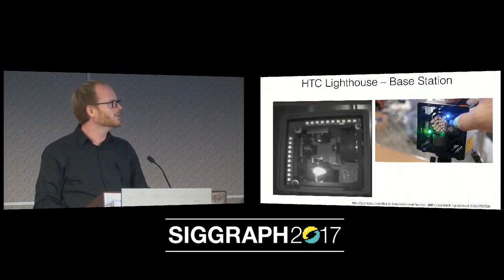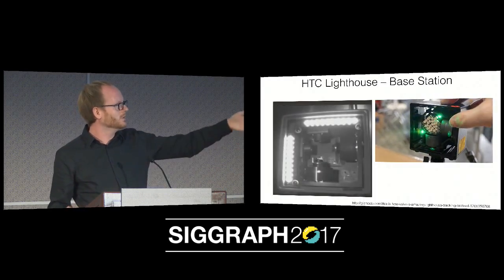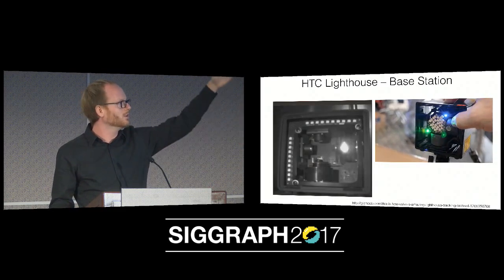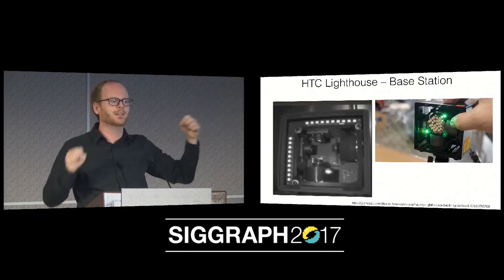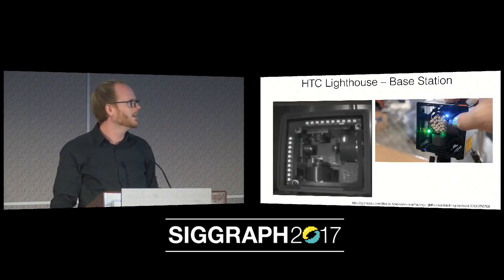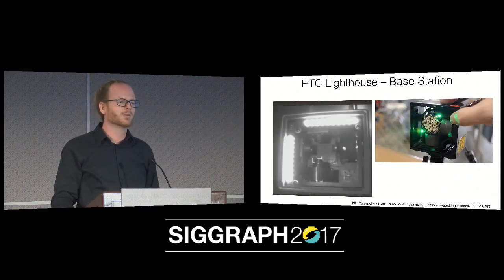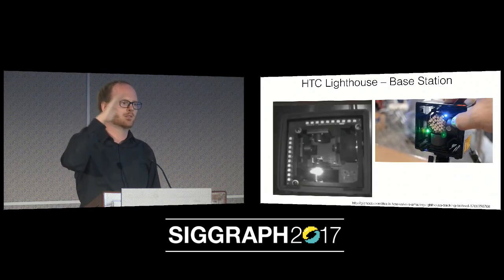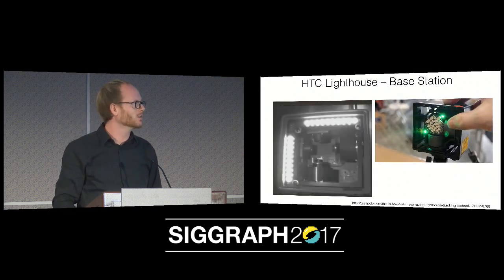Okay, so here's the base station disassembled. You can see, on one of the older versions, on the side, these are near-IR LEDs that send the sync pulse that all the photodiodes will see at the same time. And then you have two rotating drums with a laser sheet that sweep these laser sheets horizontally and vertically.